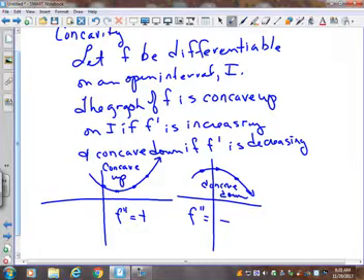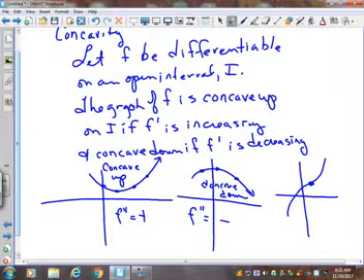Just to throw in one other thing that I don't have in my notebook, but if it's an inflection point, then this side would be negative and this side would be positive because it changed concavity. To go through an inflection point, it always changes concavity. And that's why the second derivative is all about checking inflection points and not really checking maxes or mins.